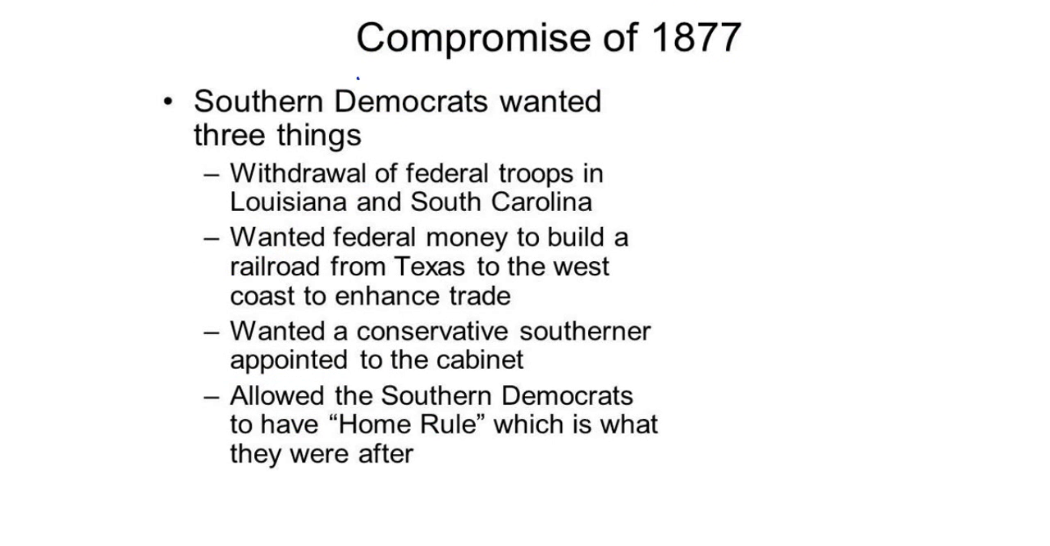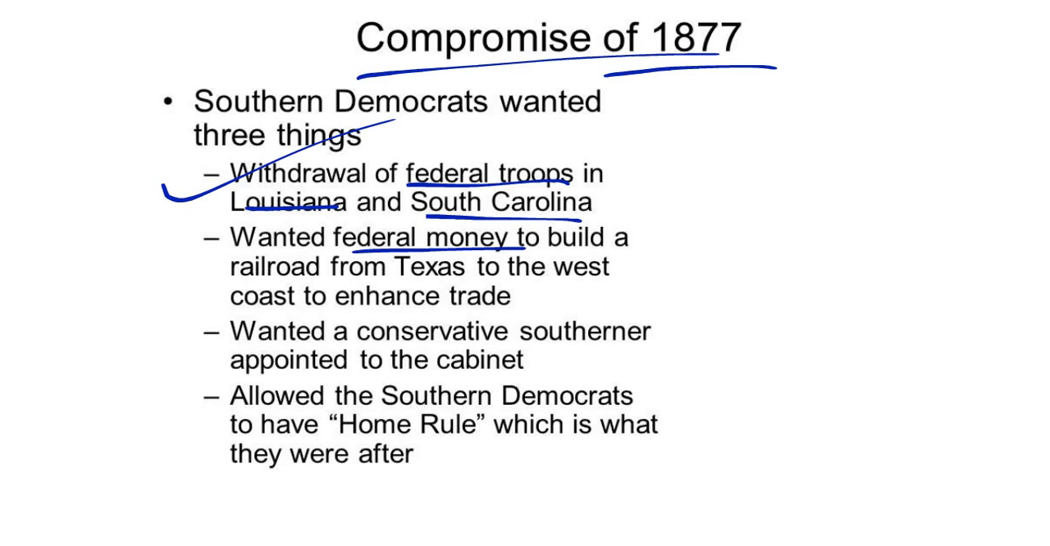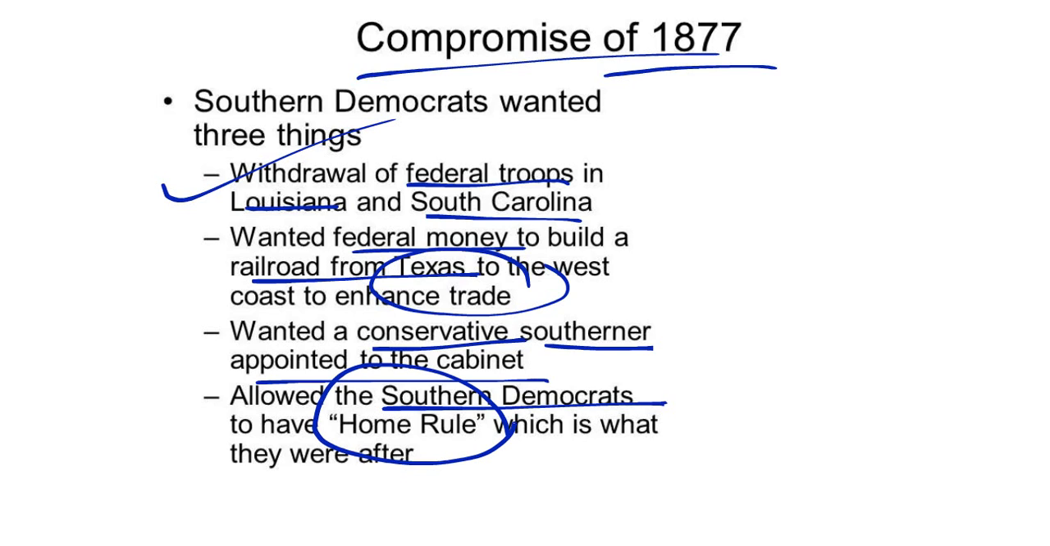Southern Democrats actually wanted three things from the Compromise of 1877. They wanted the withdrawal of federal troops from Louisiana and South Carolina. They wanted federal money to build a railroad from Texas to the west to be able to enhance trade. They wanted a conservative Southerner appointed to the cabinet. And this allowed the Southern Democrats to have what's called home rule, which is basically what they wanted as a result of the Compromise of 1877. They wanted control of their own governments again, and that is what they are going to be able to achieve through this compromise.